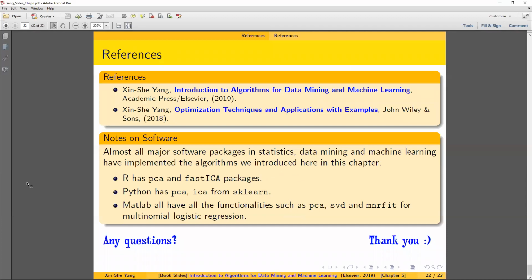Just more notes here. R has PCA and fastICA packages that are already implemented. Python has PCA and ICA from sklearn. And MATLAB has all the functionalities such as PCA, SVD, and mnrfit for multinomial logistic regression. That's mnrfit for multinomial logistic regression.